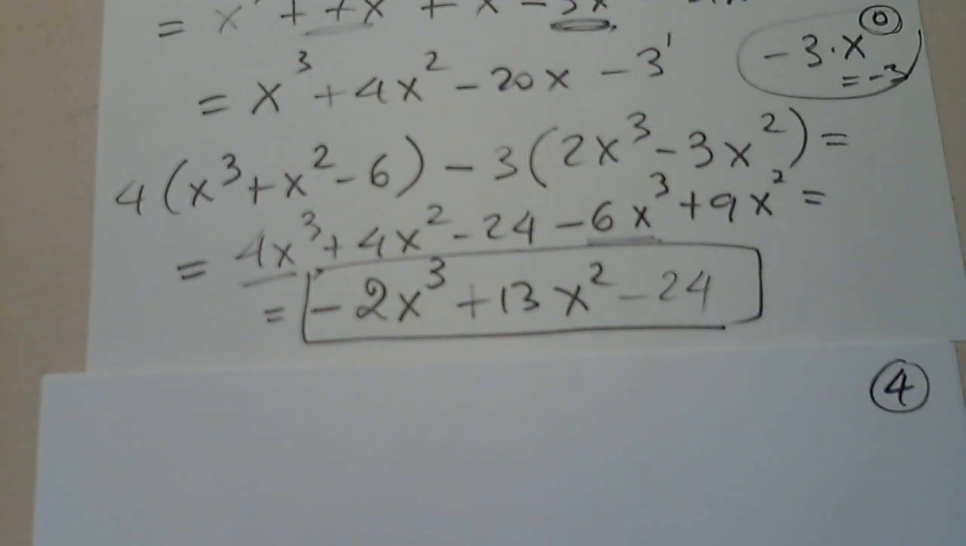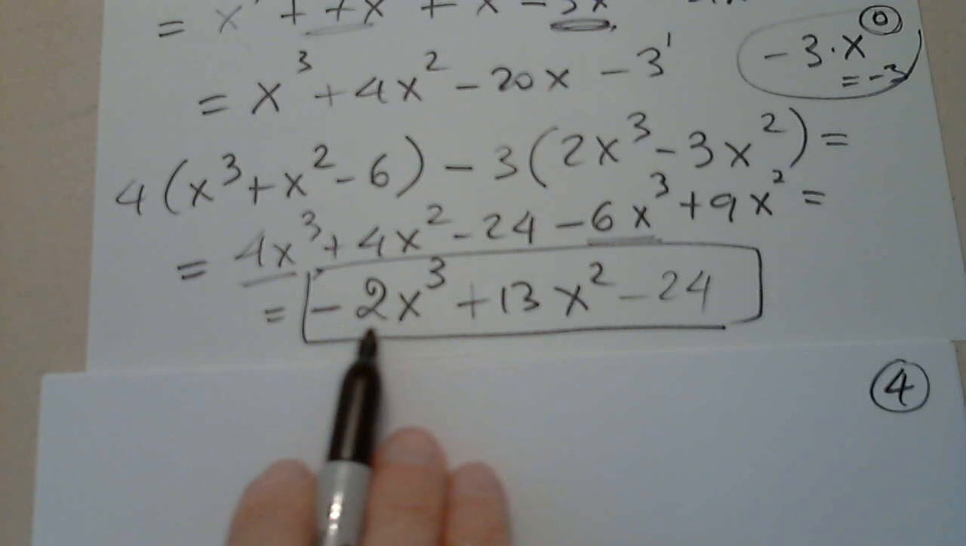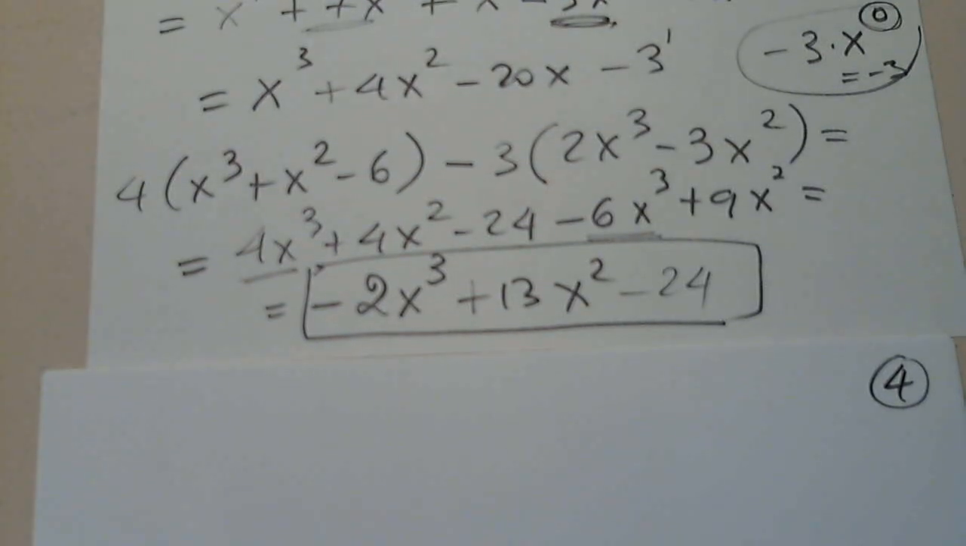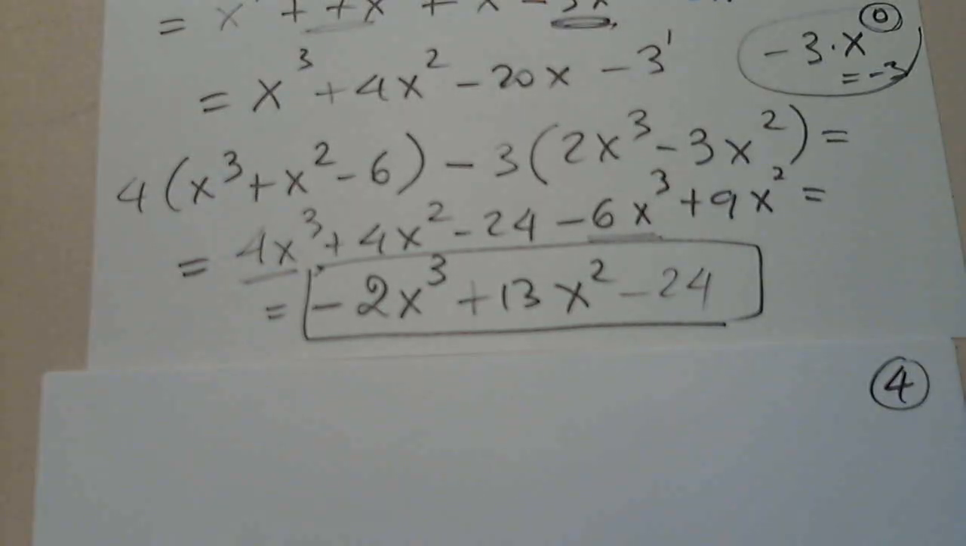And that's the simplified form. Trinomial, degree 3, negative 2x cubed, the leading term, and negative 2 is the leading coefficient. Any questions? Okay.